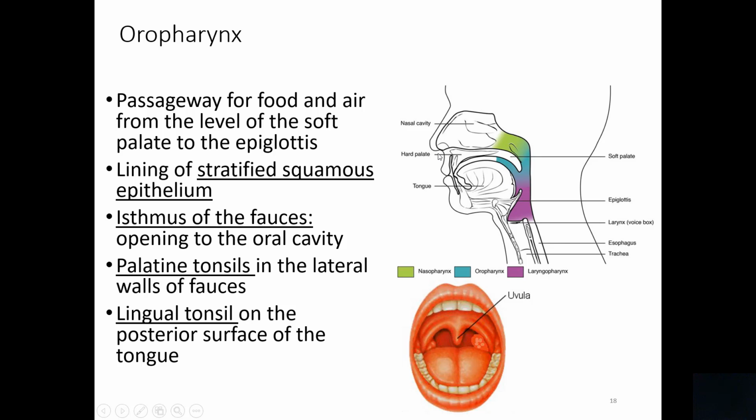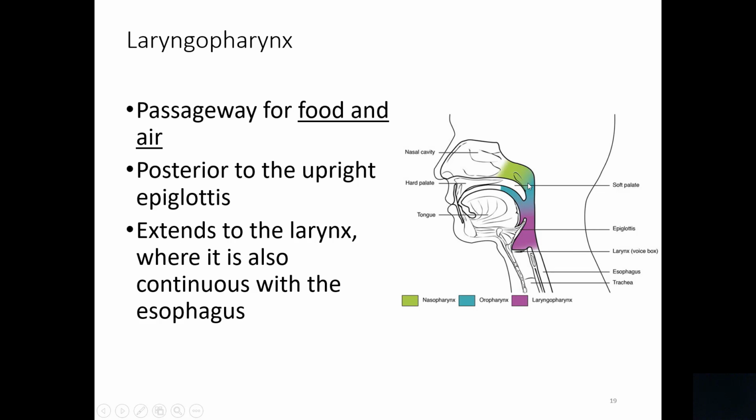We inhale air through the nose. It goes through the nasopharynx, oropharynx, laryngopharynx, right here into larynx, and through the trachea into our lungs. And food goes through our mouth, oropharynx, into esophagus. So the ways of food and air cross right here in oropharynx.